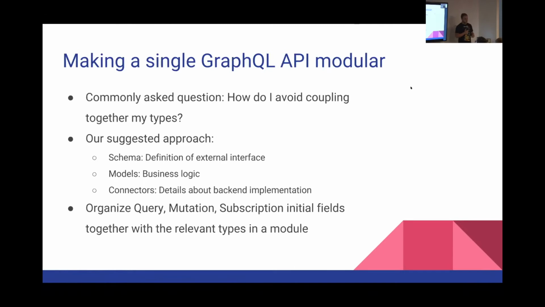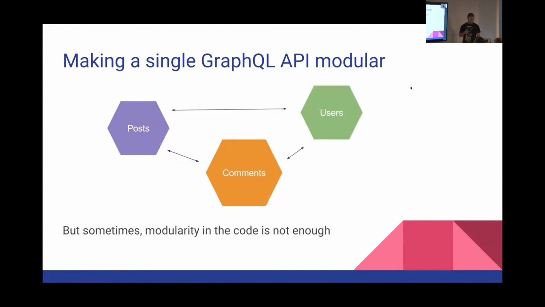You can even go a little bit further and organize. Even though every GraphQL server has exactly one query type, one mutation type, and one subscription type, you can put the fields for those in different modules and then import them and attach them all to one type. So you don't have to write all of your query fields in one file. But sometimes that's not enough.